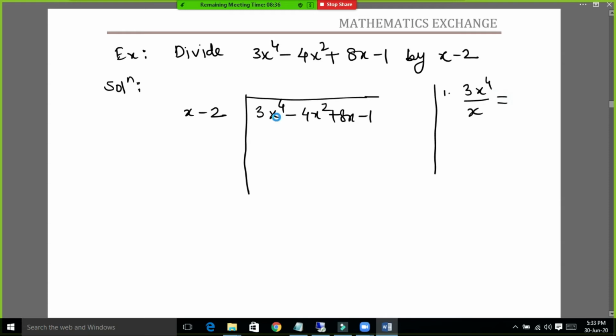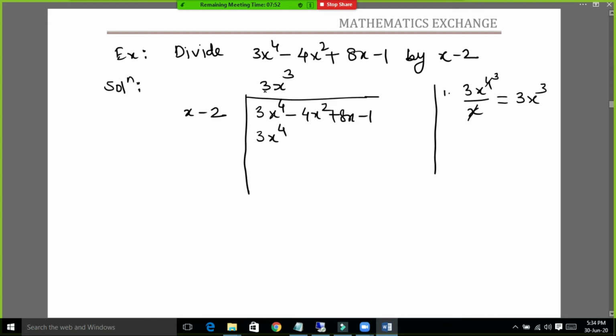So here the first term is 3x to the power 4, and we divide 3x to the power 4 by x. The x and x get cancelled, so we get 3x cube. So 3x cube is your first quotient, and then the next step is to multiply 3x cube by the whole divisor. So 3x cube into x, the first term, is 3x to the power 4. Whenever we multiply the first term of the quotient with the first term of the divisor, we must get the first term of the dividend polynomial.